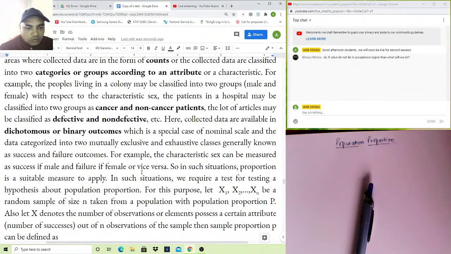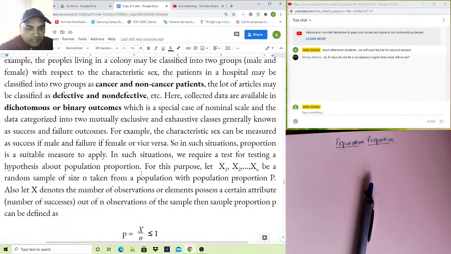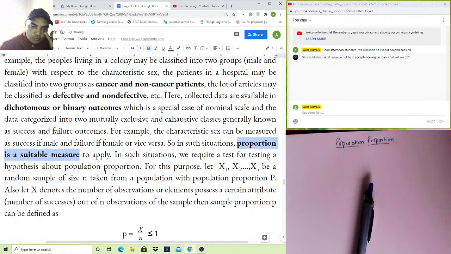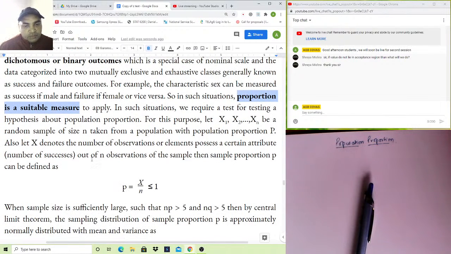Okay. So, for example, the characteristic sex can be measured as success if male and failure if female, or vice versa. In such a situation, proportion is actually a suitable measure. Instead of the mean, in such cases we go for the proportion. So in such a situation, we require a test for testing the hypothesis about a population proportion.